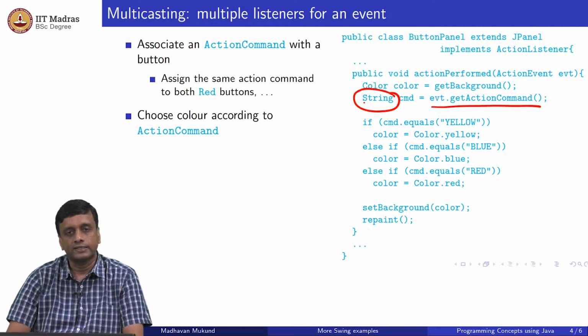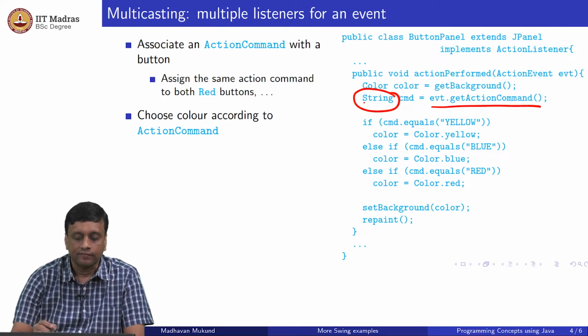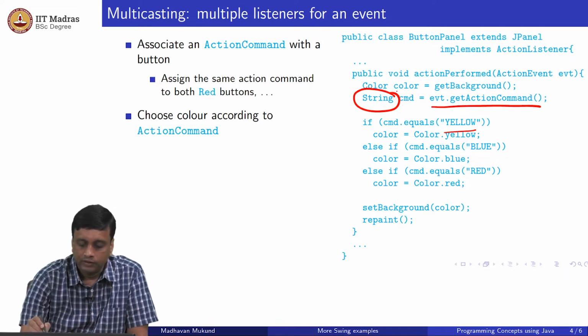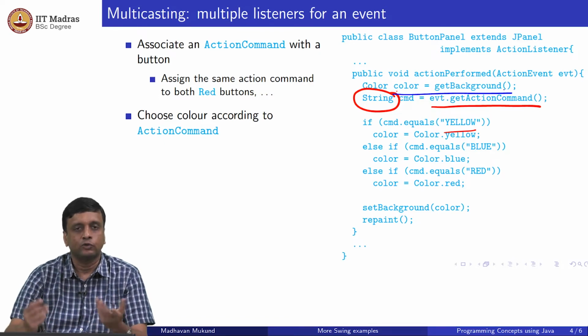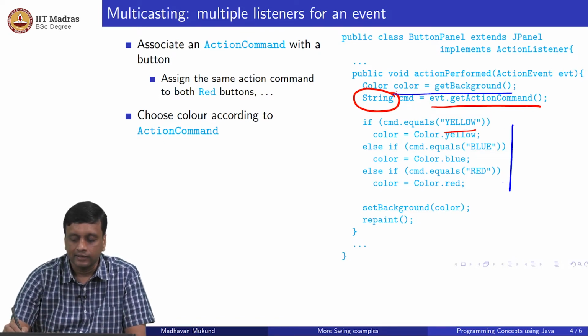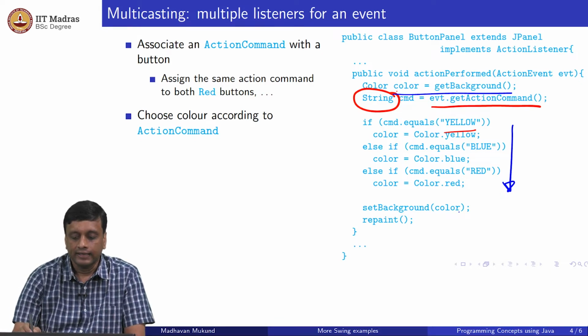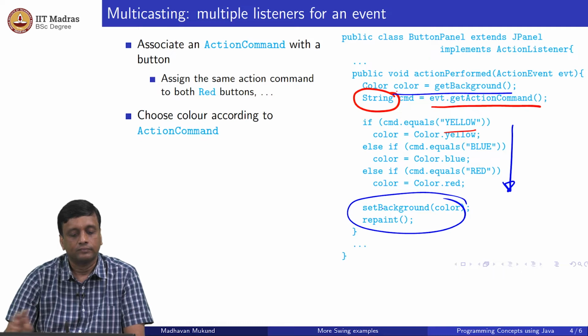So I store it as a string locally, and then I compare the string. If the string is yellow, then set the color to yellow and so on. And as before, we start with the background color here, so that if it's not one of these 3 things, I don't change the color. Otherwise, I change the color according to the string that I get from the action command, and then I set the background color and I repaint.